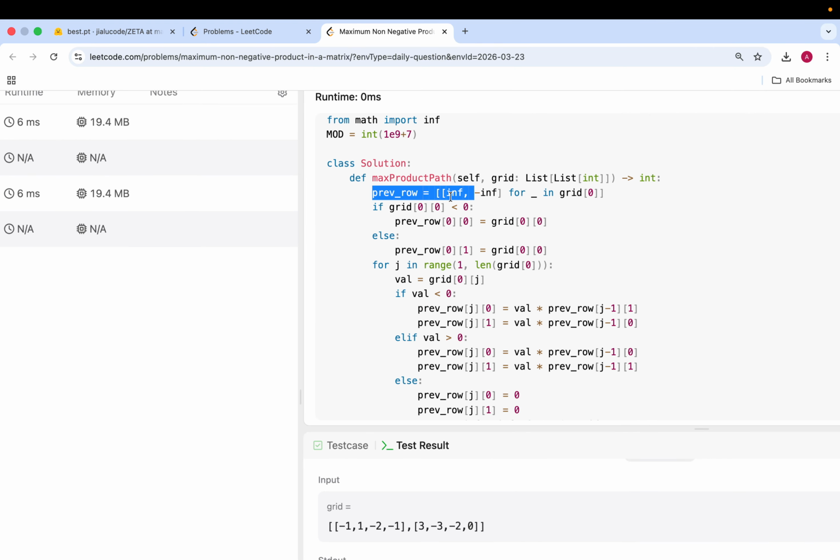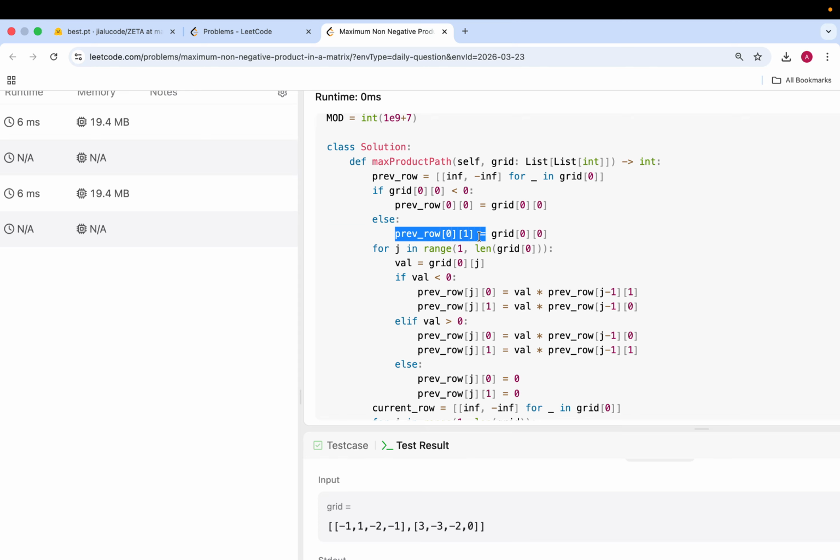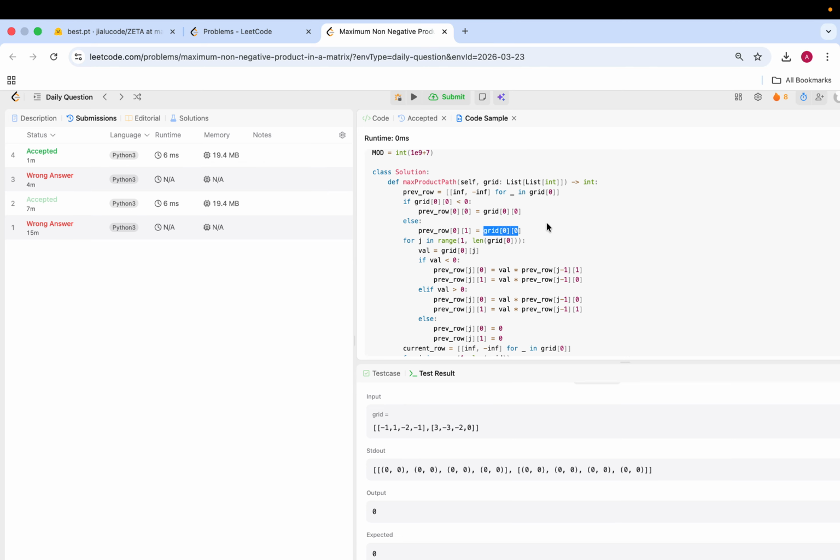Previous row is equal to negative infinity. Oh, yeah, so similar idea. They used a list, I used a tuple, because in my mind using a tuple would make it easier to differentiate between what's a list and what's a tuple. I thought list and list and list was a bit annoying, so I thought I'd do tuples, but otherwise same idea, except they use infinity and negative infinity. I just use None to indicate that you couldn't make anything for this and this. If this is less than 0, then this previous row, I think it's the same logic. Previous row 0, 1 is equal to grid 0, 0.